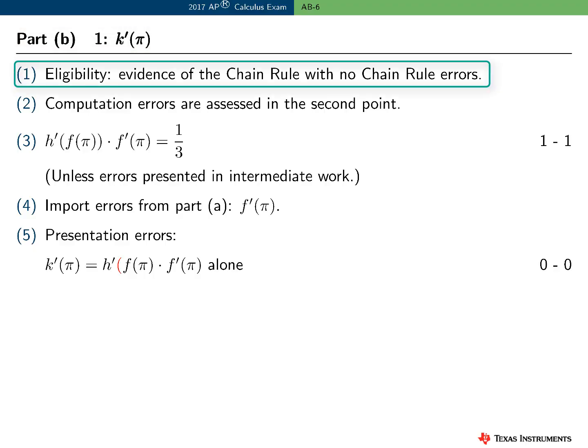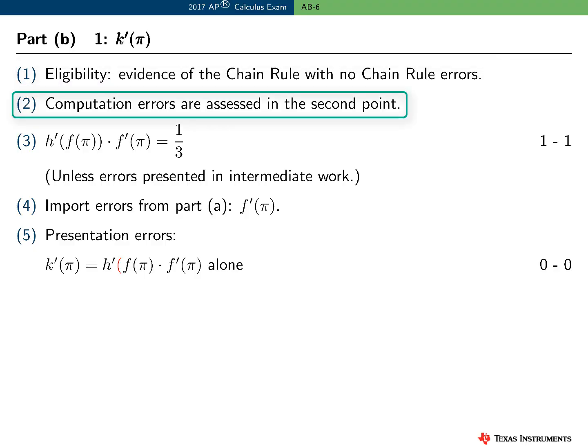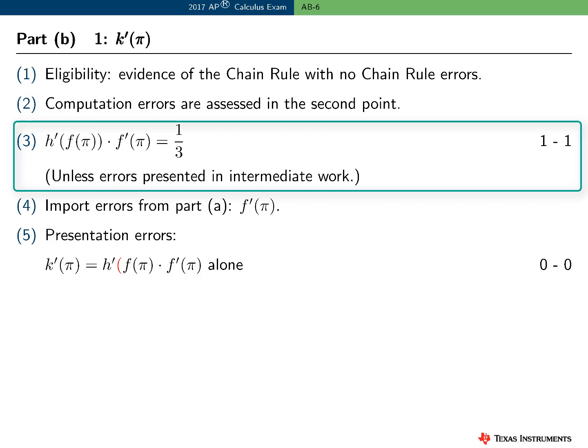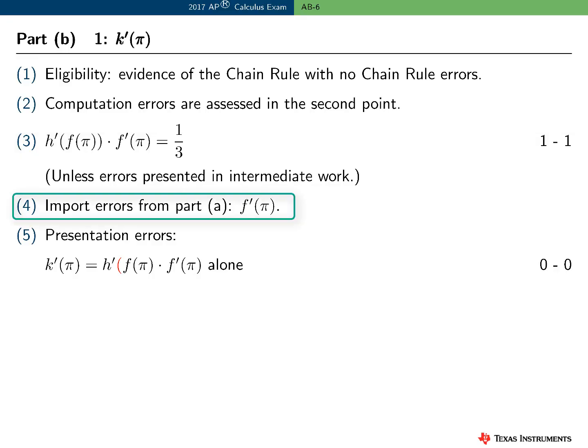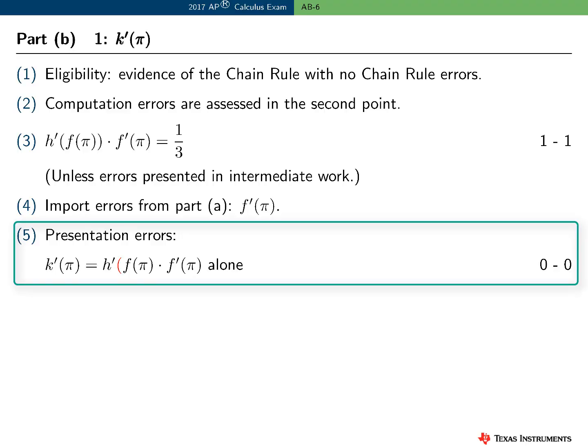Remember that in order to be eligible for the second point in Part B, the student must present evidence of the chain rule with no chain rule errors. Any computation errors are assessed in the second point. And a minimal response is given here. A student would receive both points for that response, unless there are errors presented in intermediate work. We will allow students to import incorrect numerical answers from Part A and will read with them in Part B. And another reminder that readers carefully check presentation and mathematical notation.